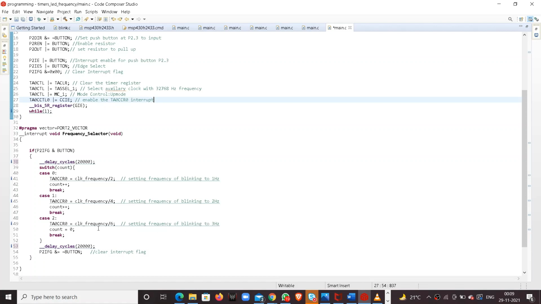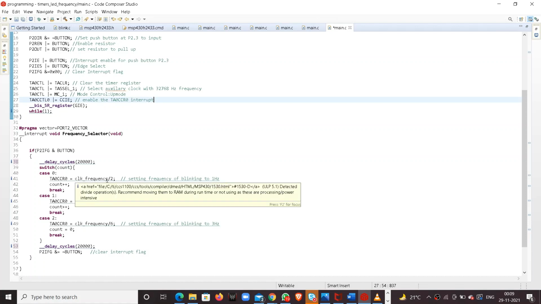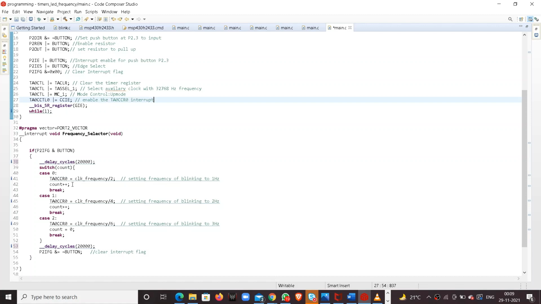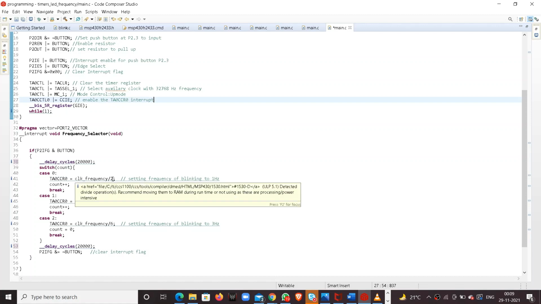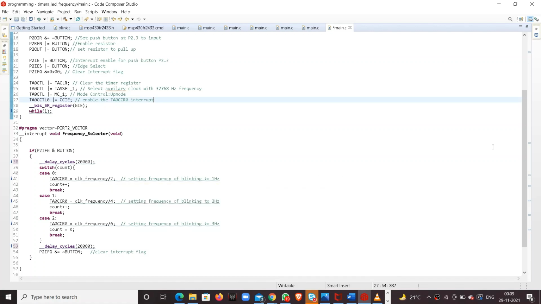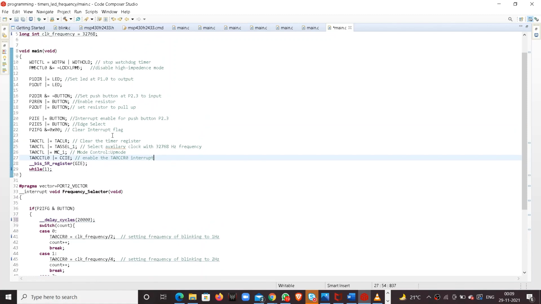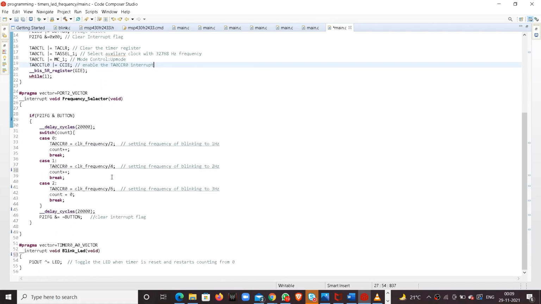And if we press it again, the value of count will be reset to 0, and the TACCR0 value will be set to clock frequency by 2 again, so it will again blink with 1 Hz frequency. Also, whenever the counter is reset to 0 for the timer, an interrupt occurs, it will enter the blink LED interrupt, and the LED will toggle. In this way, we are changing the frequency of blinking of the LED.